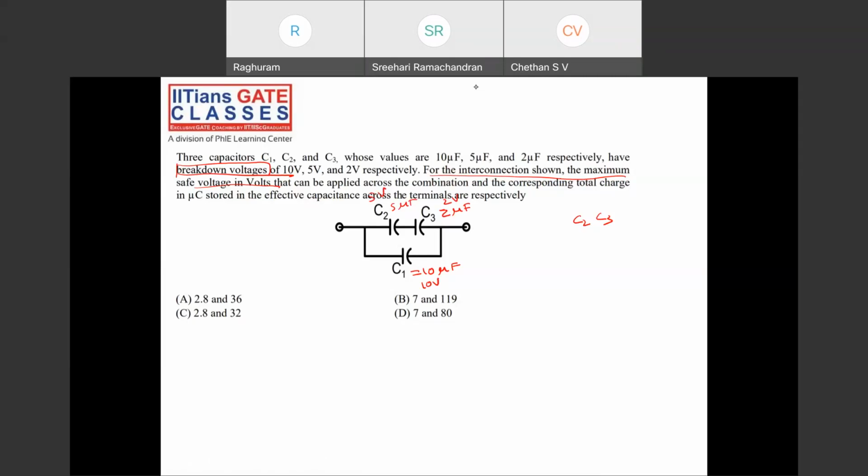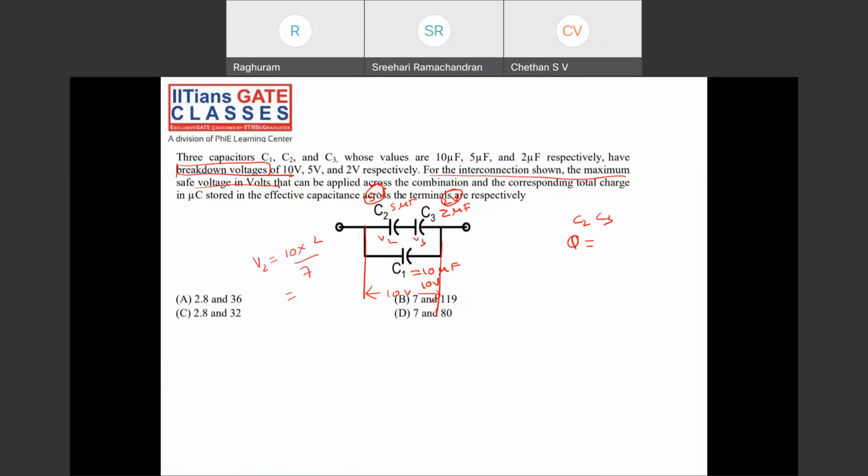Okay, C2 and C3. Let's see this combination of C2, C3. What is charge here? See, if 5 volts is applied to C2 and C3, for this series combination, can I apply 10 volts? No. If I apply 10 volts, what happens to V2 and V3? V2 will be proportionately 10 into 2 by 7, which will be more than 5. So it will break down.